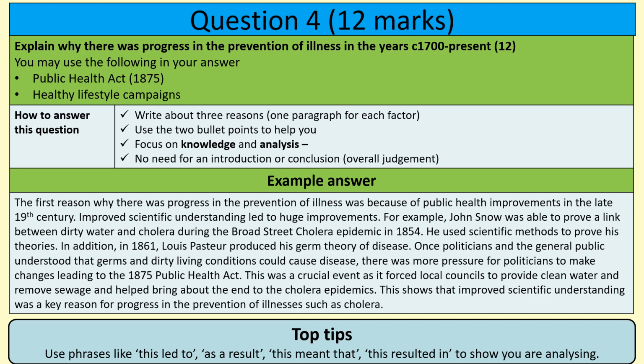The question says, explain why there was progress in prevention of illness in the years 1700 to the present. You may use the following in your answer: Public Health Act 1875, healthy lifestyle campaigns. You need to write about 3 reasons. You need 3 aspects of knowledge essentially for this question. So you're looking for 1 paragraph for each factor that you're going to write about. Use the 2 bullet points to help you.